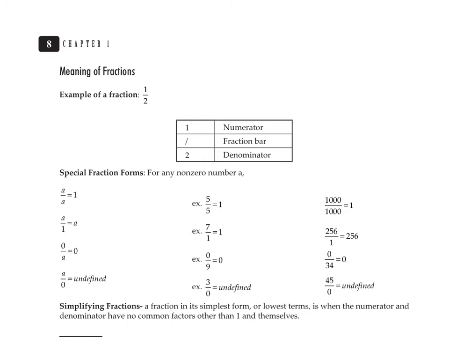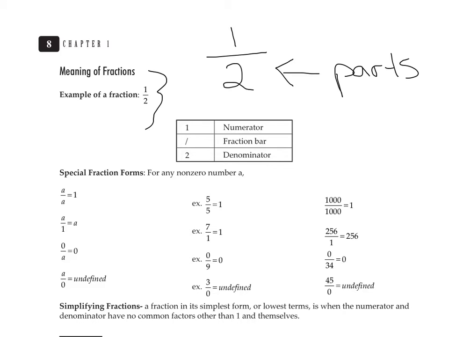All right, what's the meaning of a fraction? Here we have the fraction 1/2. It has three parts. The numerator is the 1, the fraction bar, and the denominator, which is 2. The denominator means whatever I had, whether it was a pie or a pizza, it was divided into this many equal parts, 2 pieces. And the numerator means how many I'm counting. So when I say I ate 1/2, that means I ate 1 out of the 2 equal parts. So there's some special forms of fractions here.